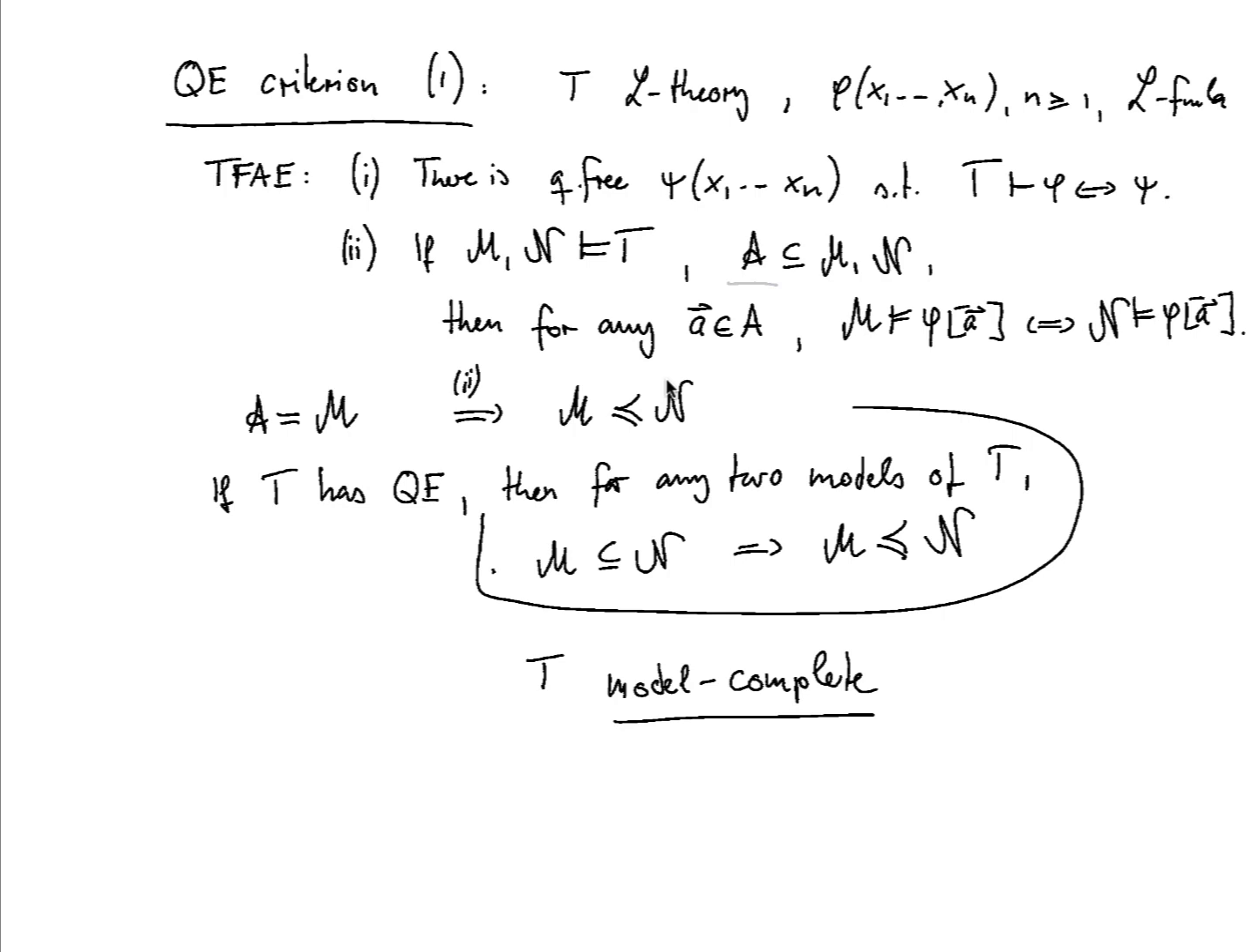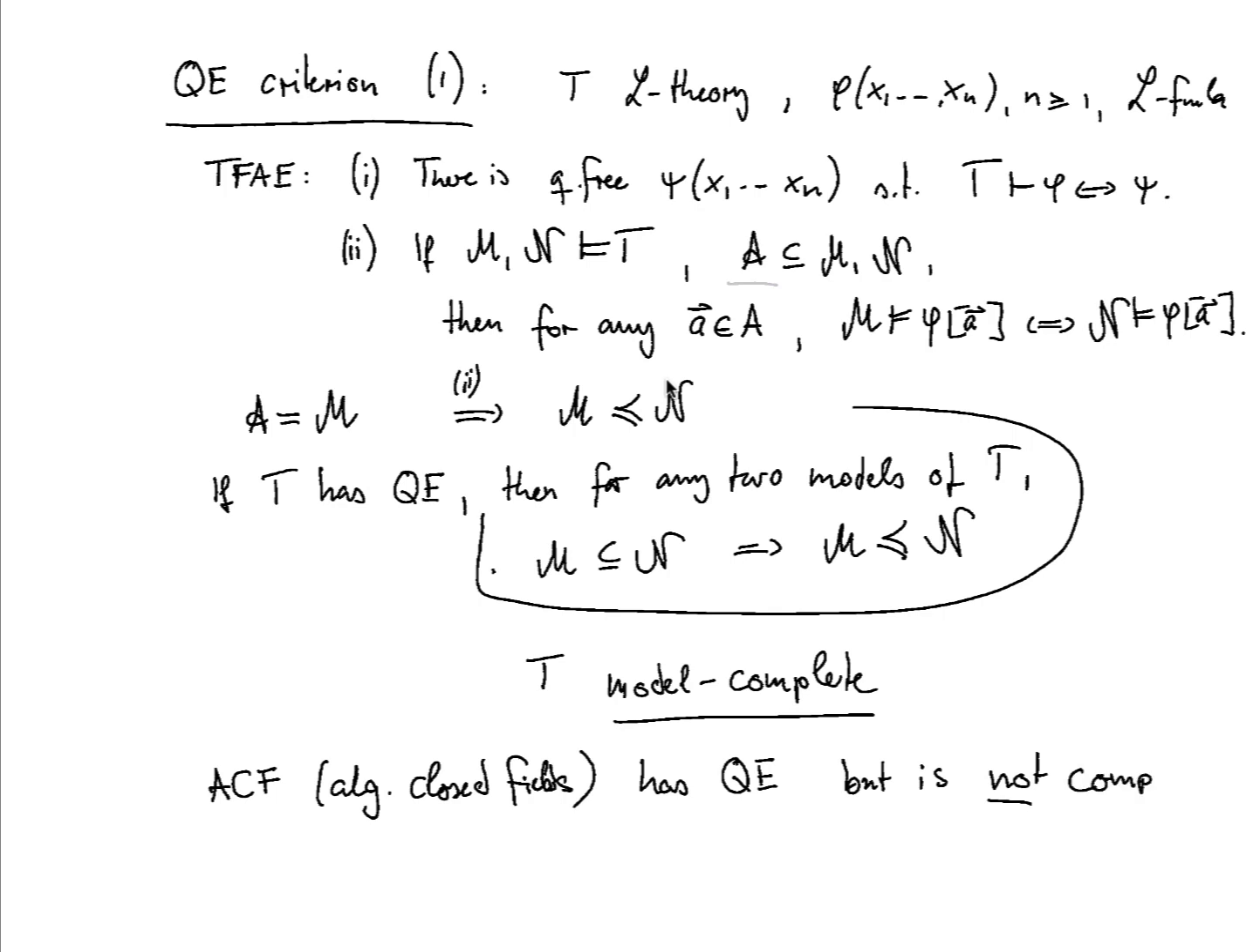Model completeness is not the same as completeness, though. We will see, for example, that the theory of algebraically closed fields, ACF, has quantifier elimination, but is not complete. Because you can have algebraically closed fields of different characteristics.